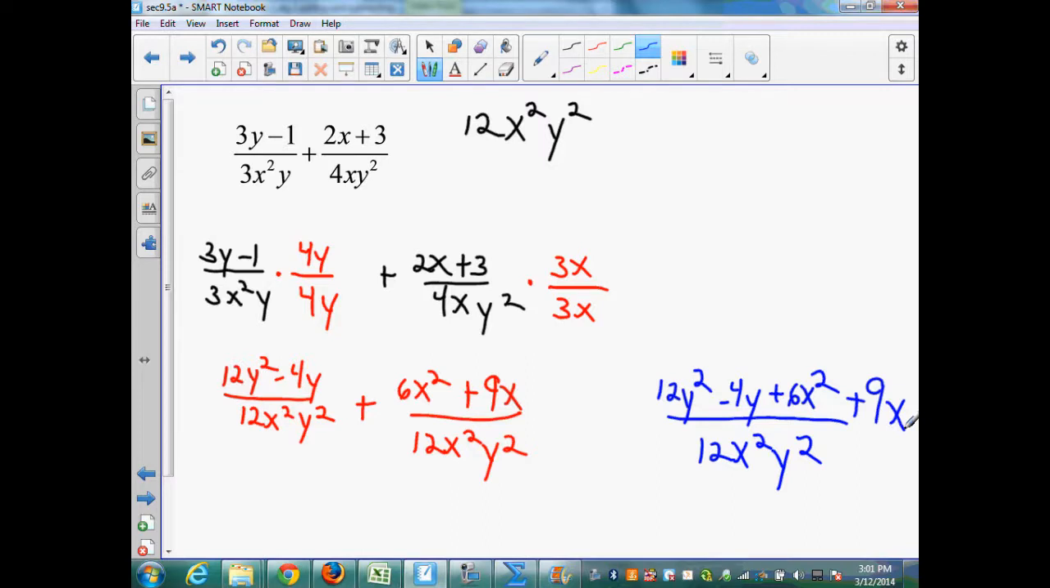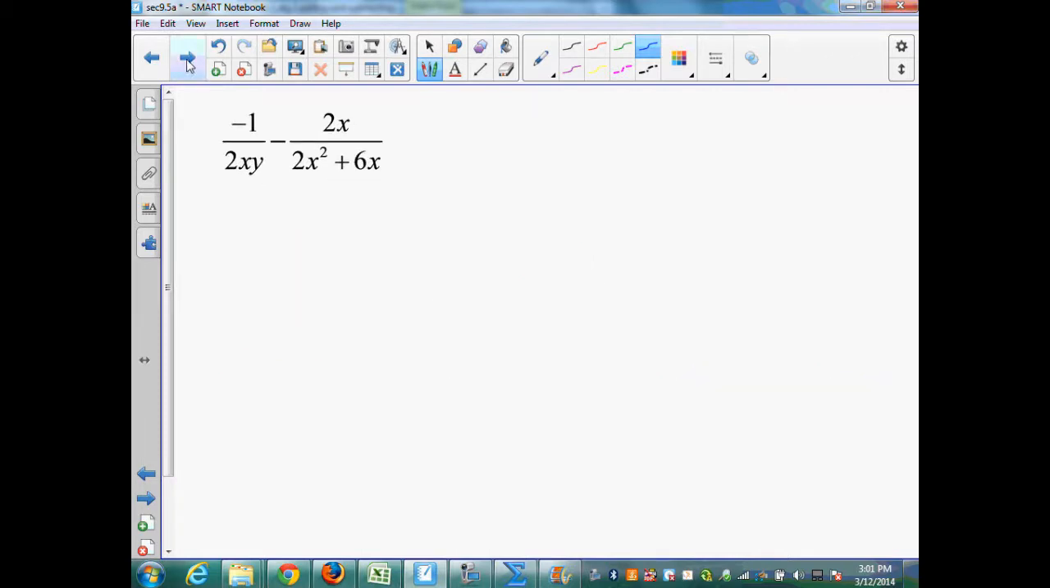Then I check to see if I can factor something out of the numerator. I check the coefficients, 12, 4, 6, and 9. There's nothing common that can come out of there. Of course, y squared, y, x squared, and x. Nothing that can come out of there. And therefore, this is my solution.